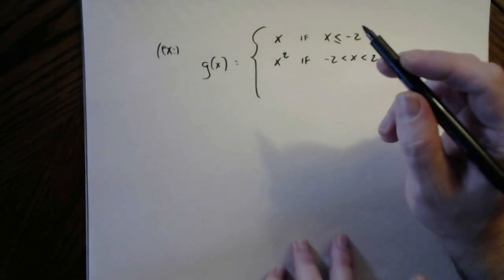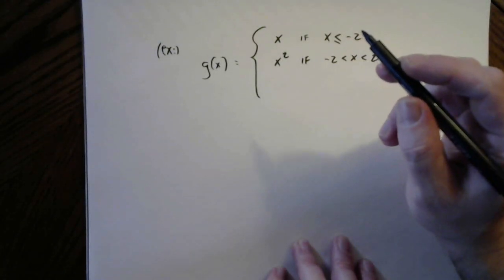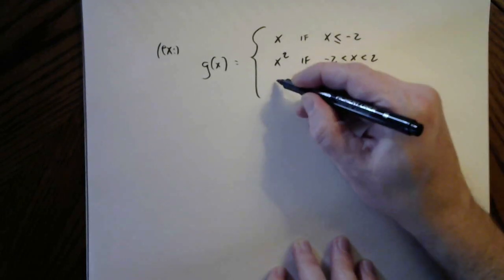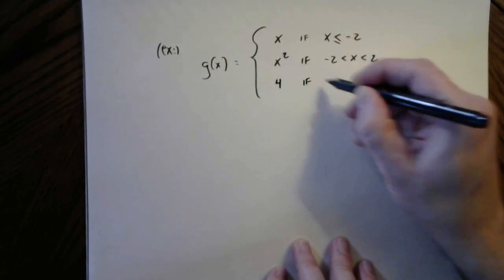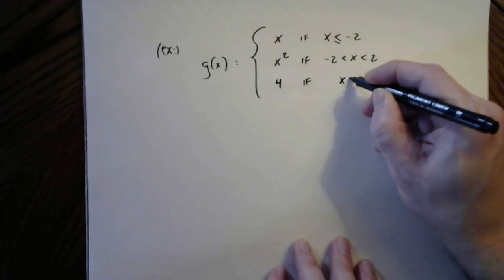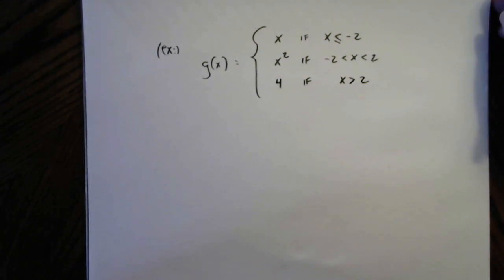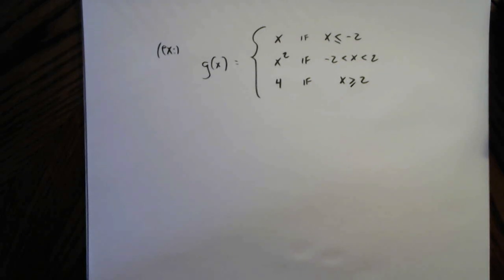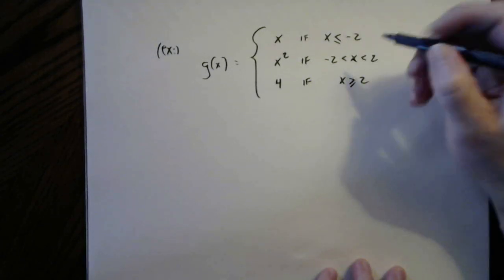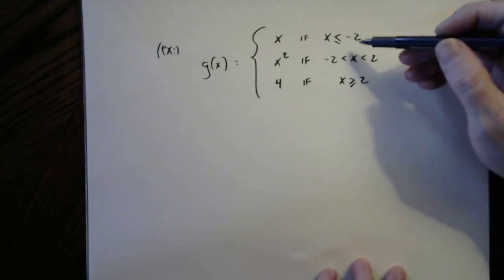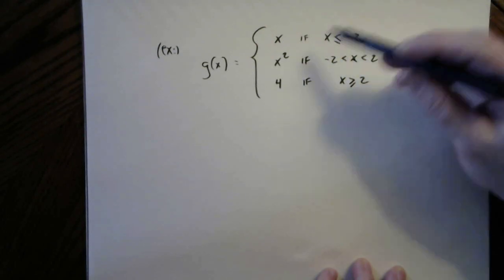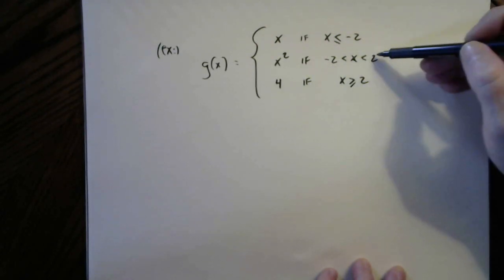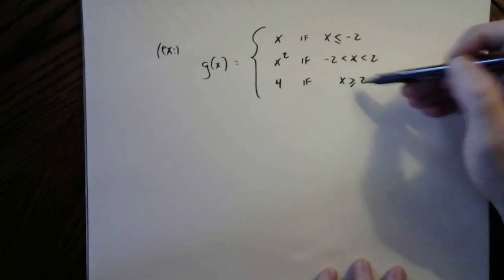And let's, four, if x is greater than 2. Get all that down. Oh, let's do this. So we have x less than or equal to -2, x squared if it's between -2 and 2, 4 if x is greater than 2.